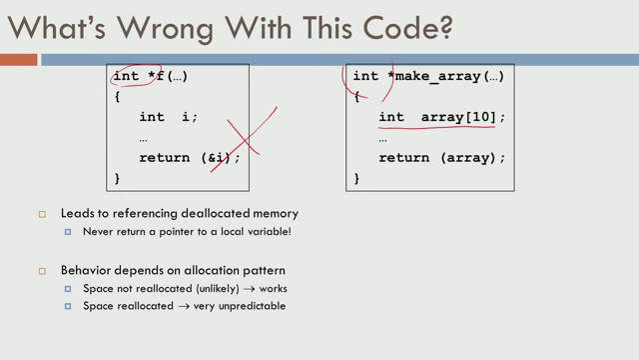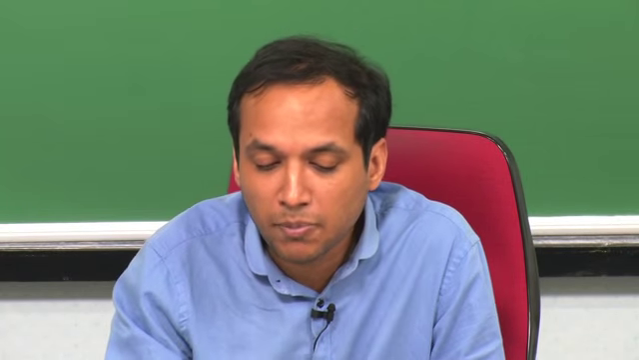So here you have a local variable called array, which is an array of 10 integers, and you return array, which means you are returning the location of the 0th element of array. But this return array is supposed to return a pointer to the 0th location, but since array is local to make array, array gets destroyed when you return from make array. So you have a pointer that is actually pointing to a location that you cannot claim to be yours anymore. So this is a problem.